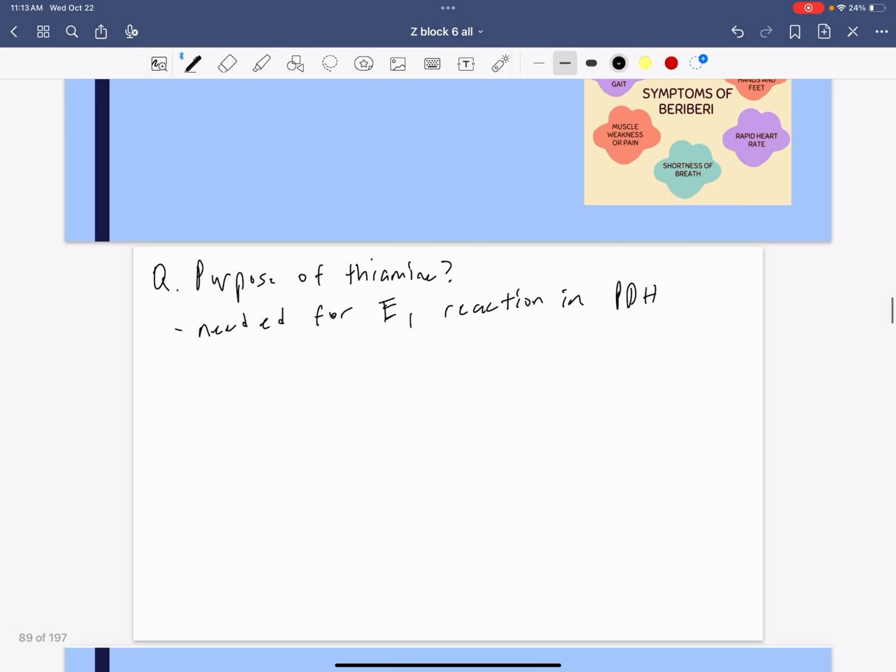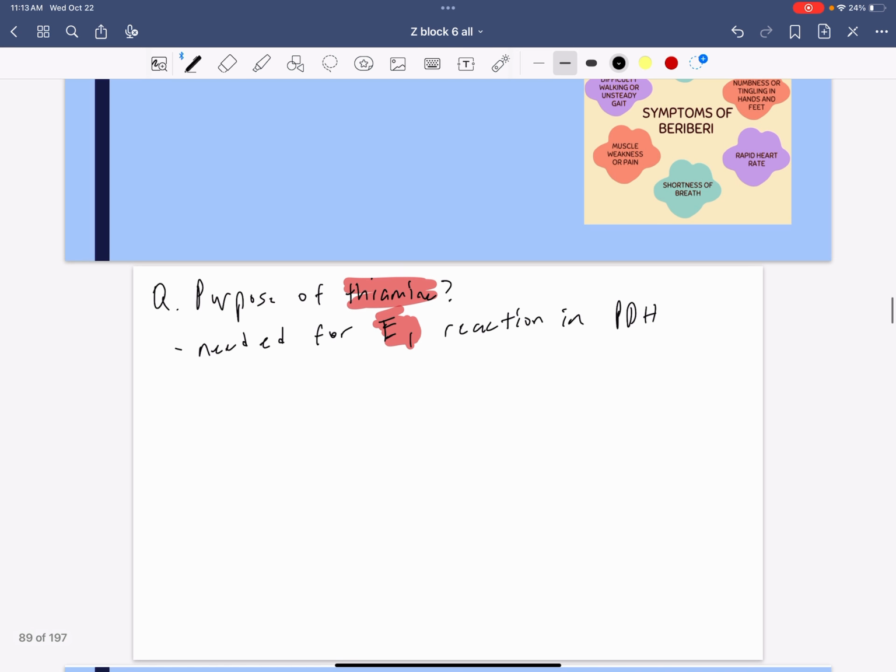All right, and then the next one, another cofactor, the purpose of thiamine. Thiamine is primarily used for E1. So just connect, if there's a thiamine deficiency, you're not going to be able to undergo E1.